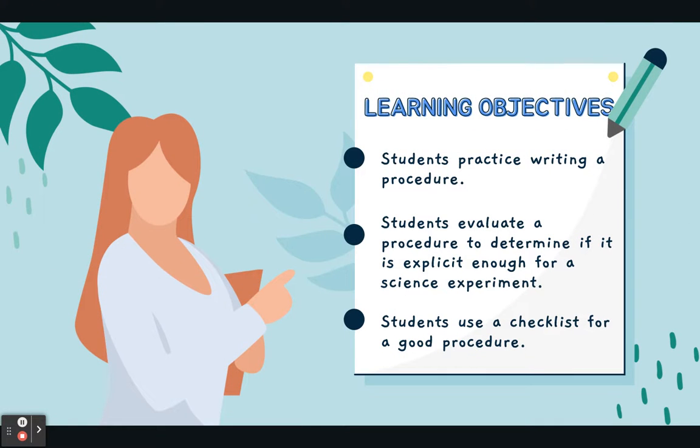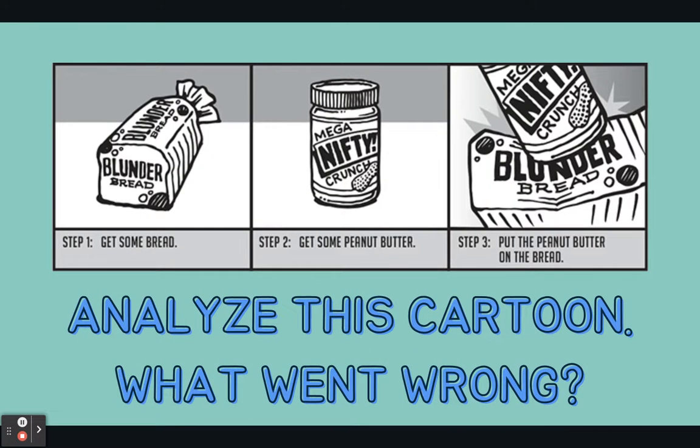Our objectives for today. You are going to practice writing a procedure. You are going to evaluate a procedure to determine if it is explicit enough for a science experiment. And you are going to use a little handy dandy checklist I created for good procedure writing. Now, as we get started, I would just like to remind you that you can pause this video at any point if you need a little bit more wait time to think about your ideas before you express them.